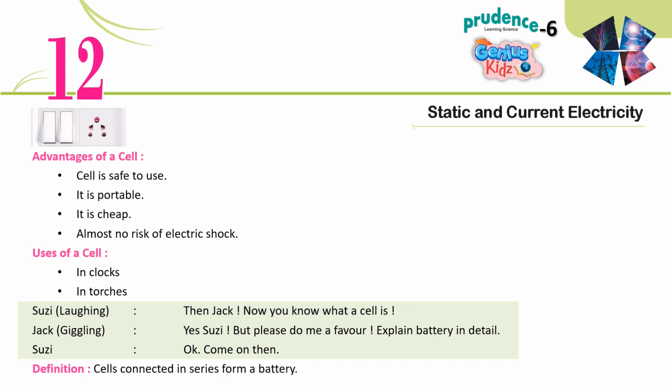Advantages of a cell. Cell is safe to use. It is portable. It is cheap. Almost no risk of electric shock. Uses of a cell. In clocks.